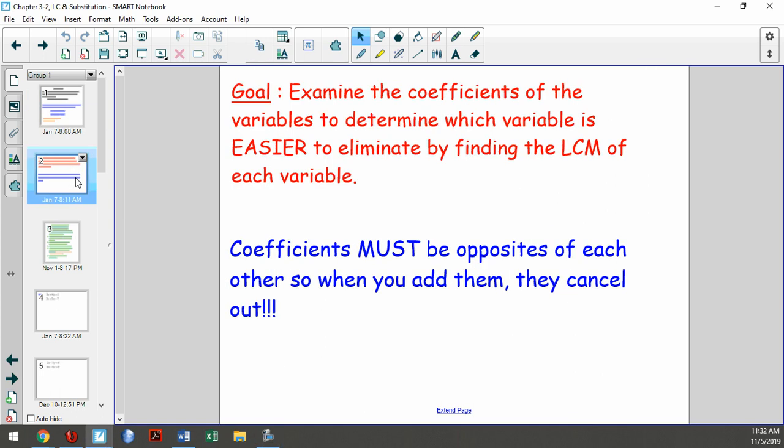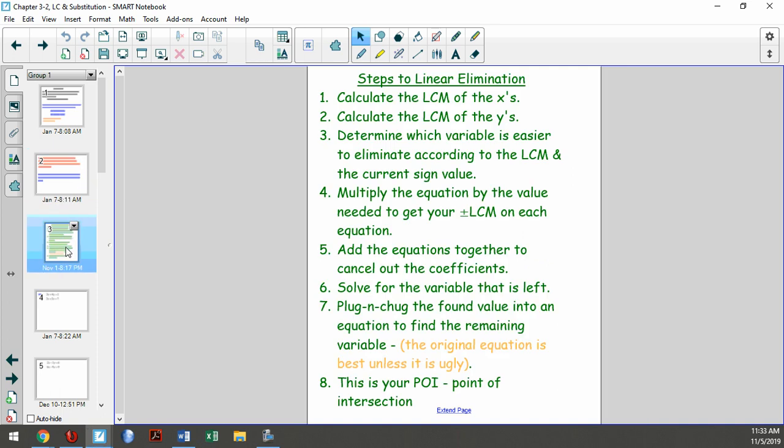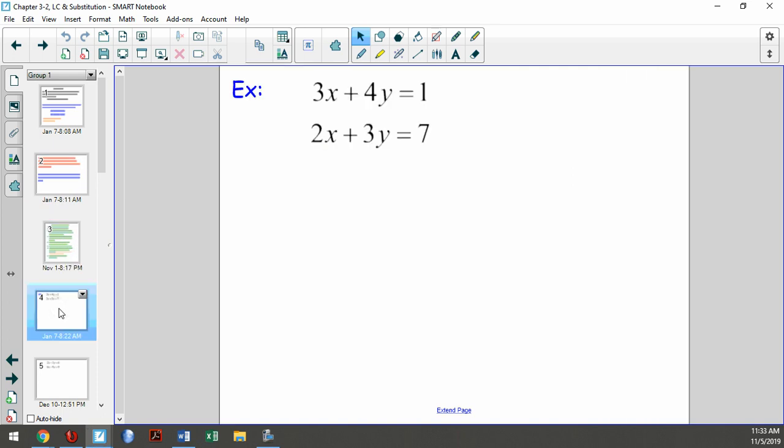Your goal is to examine the coefficients of the variable, determine which variable is easier to eliminate by finding the least common multiple of each variable. Coefficients must be opposite of each other. The opposite of 5 is -5. So if I have a 10, I have to have 10 and -10. If I have -2, I have to have +2. You with me? And then they cancel out. So here's a bunch of steps, but we're going to do it together. You guys can read those steps as we go.